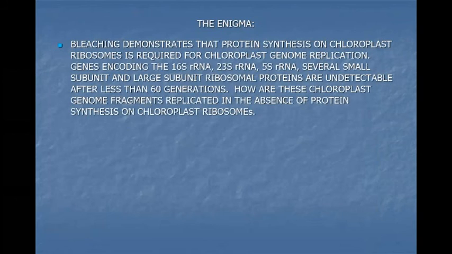Okay, this takes me to my second enigma, which is that bleaching demonstrates that protein synthesis on chloroplast ribosomes is required for chloroplast genome replication, yet genes encoding the ribosomal RNAs, several small subunit and large subunit ribosomal proteins are undetectable after less than 60 generations. Certain chloroplast genes are present at unchanged amount. How do these gene fragments replicate in the absence of protein synthesis on chloroplast ribosomes?